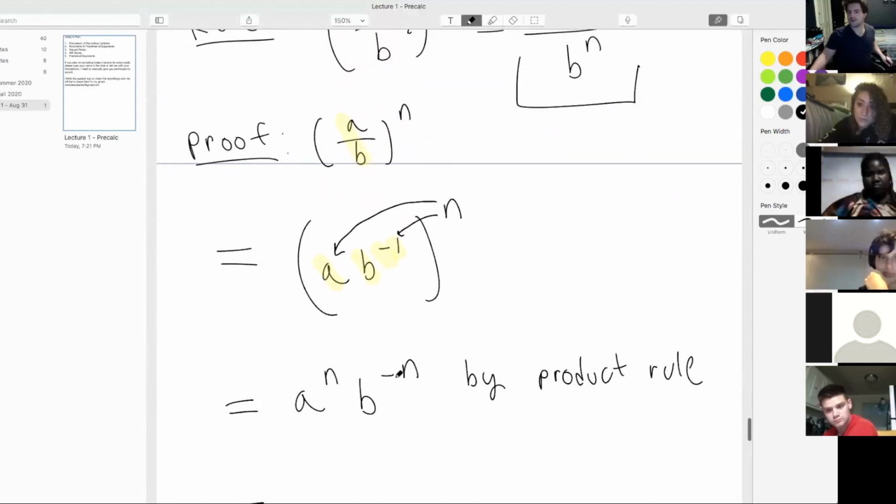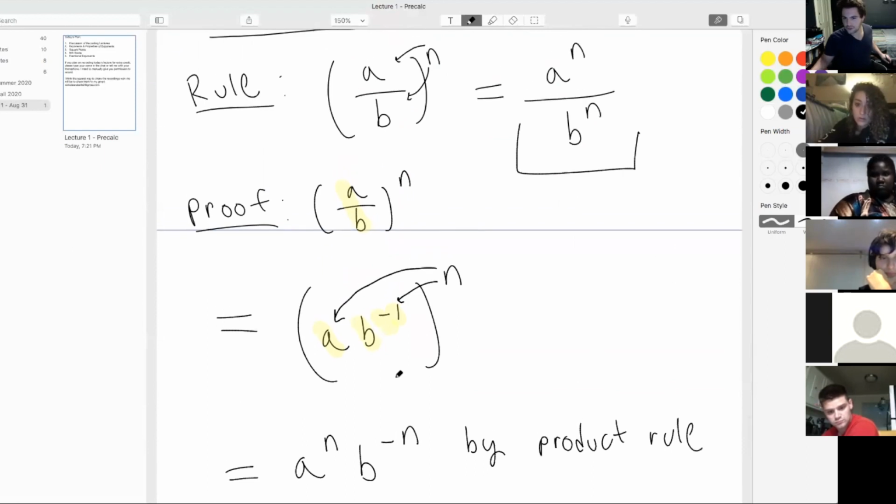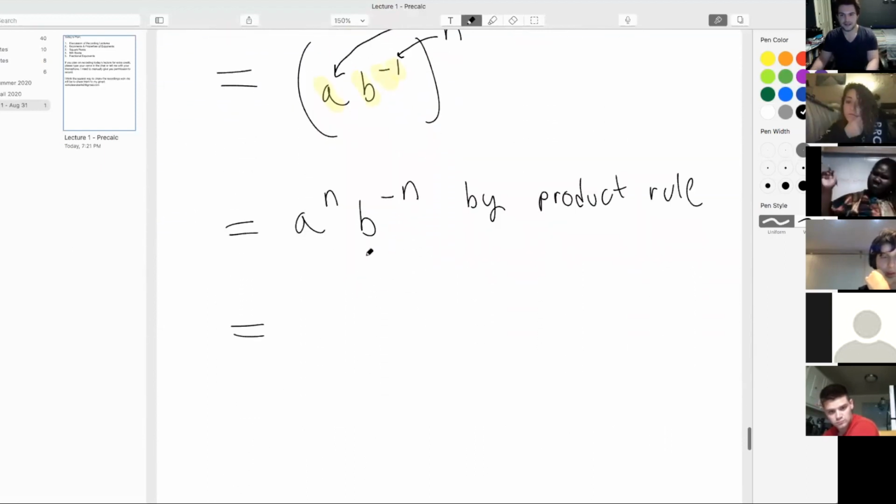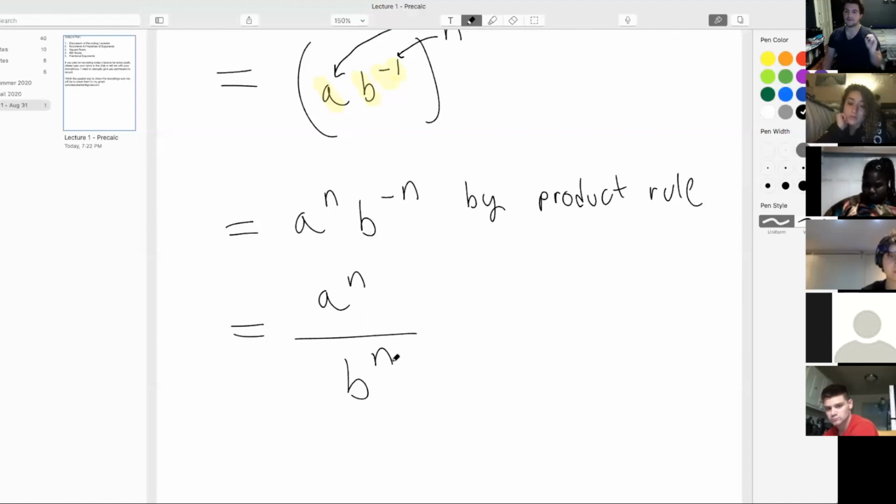Does anyone want to tell me how to get to the conclusion of the rule? You're going to make it a fraction since it's a negative exponent. And since you're multiplying the numerator by 1, it's going to be itself. Yes, exactly. So using properties of negative exponents, I can make this b to the minus n into b to the positive n, just by bringing it into the denominator. Okay? So that's it. That's the proof. I don't think that was that painful.